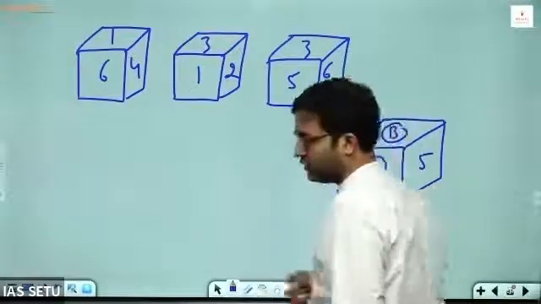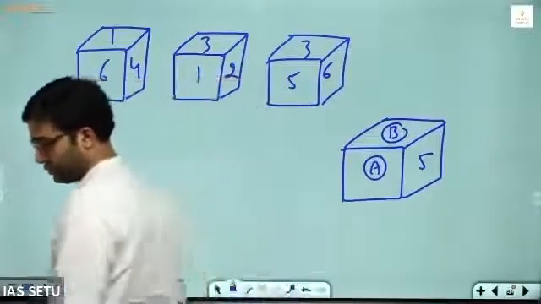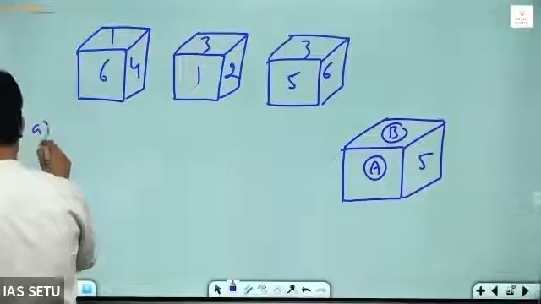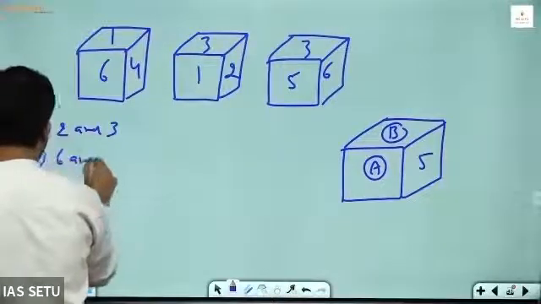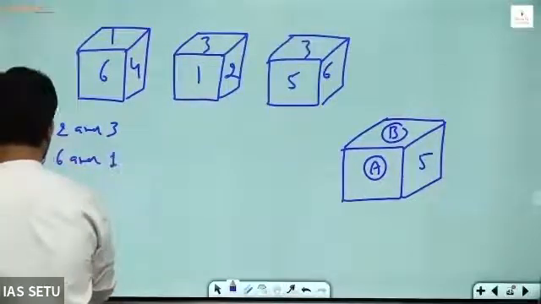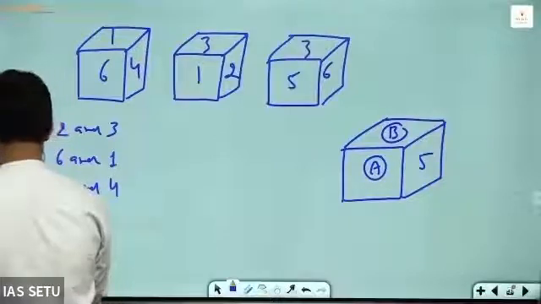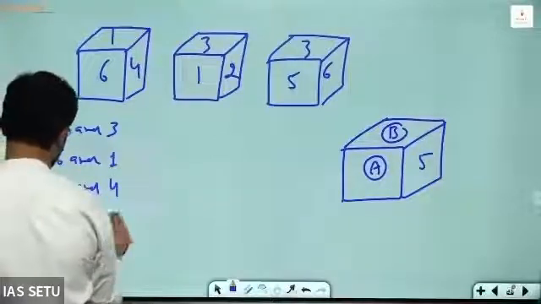They ask what is the value of A and B respectively. Answer option A: 2 and 3. Answer option B: 6 and 1. Answer option C: 1 and 4. Answer option D: 3 and 1.